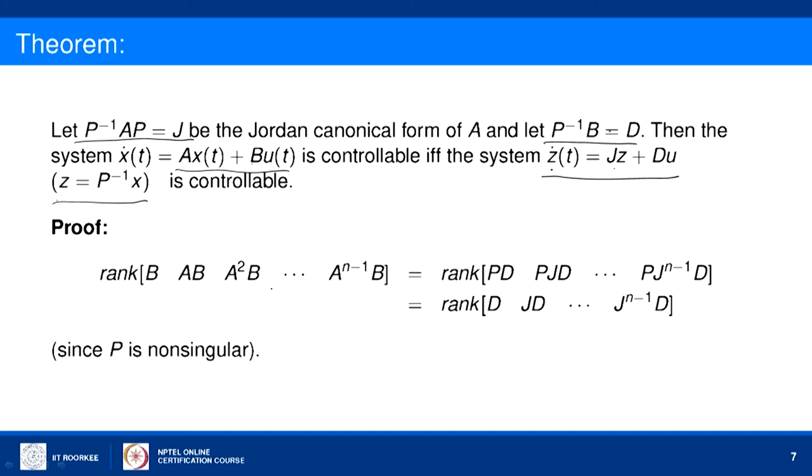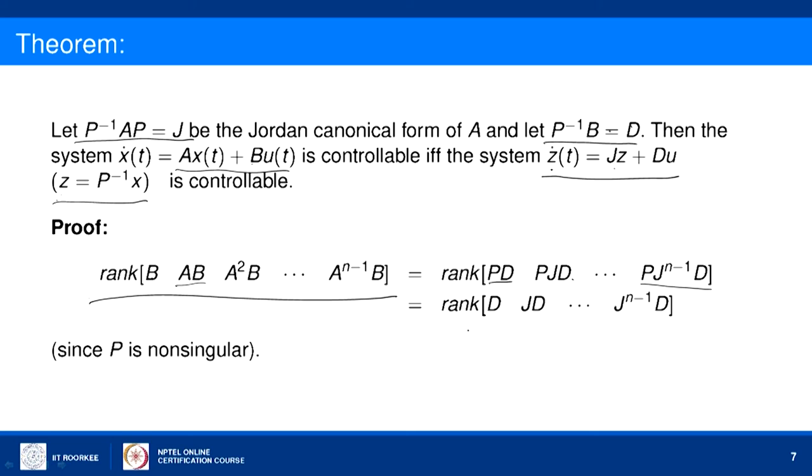So that can be easily proved by the controllability condition of x dot equal to Ax plus Bu: the rank of B, AB, A squared B, up to A power n minus 1 B is n. Now this matrix B can be written as PD, and A can be written as PJP inverse. By substituting, in the place of B we get PD, in the place of AB we get PJD, etc. For A power n minus 1 B we get P J power n minus 1 into D.